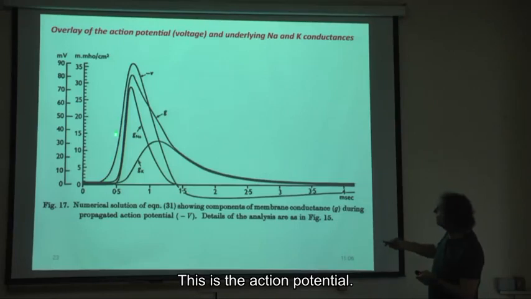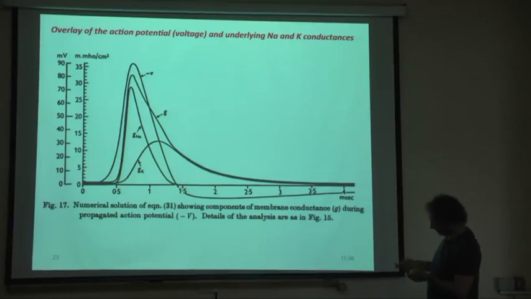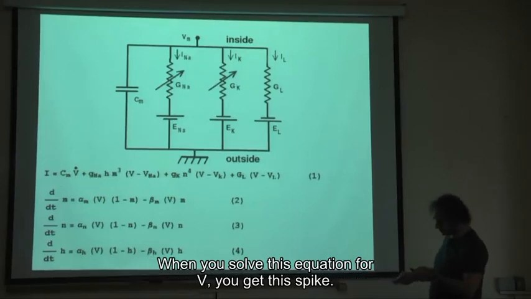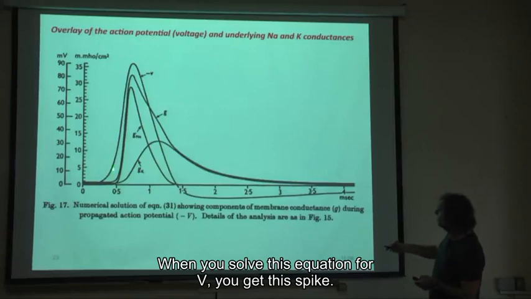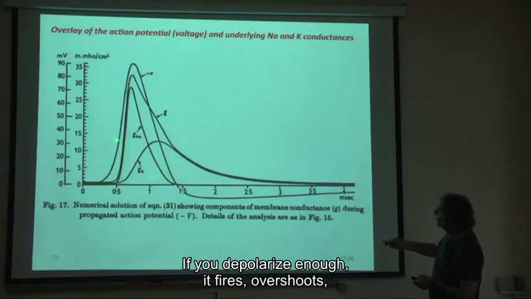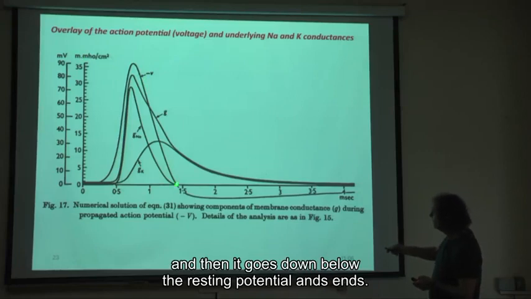This is the action potential. So when you solve this equation for V, which appears in many places, you get this spike. You see the spike starts from resting potential. If it depolarizes enough, it fires, overshoots, and then it goes down below the resting potential and ends.